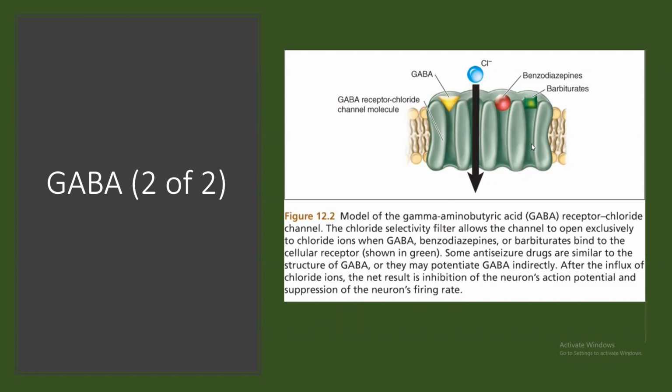Some anti-seizure drugs are similar to the structure of the GABA. So we make drugs which have the same structure as the GABA, or they may potentiate the GABA indirectly. After the influx of the chloride ions, the net result is inhibition of the neuron's action potential and the suppression of the neuron's firing rate.